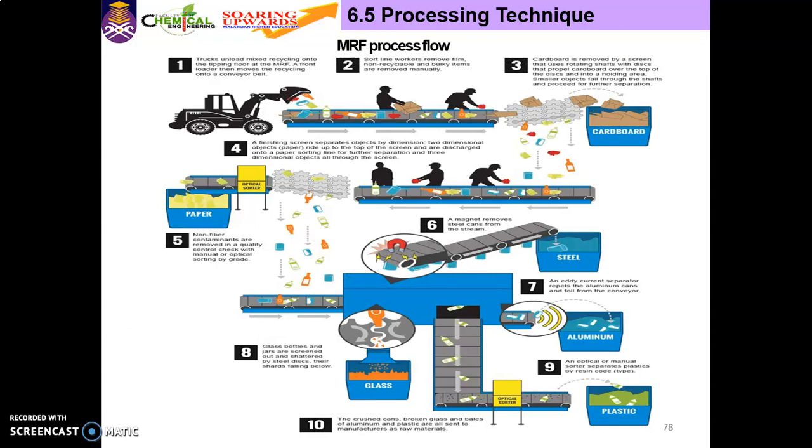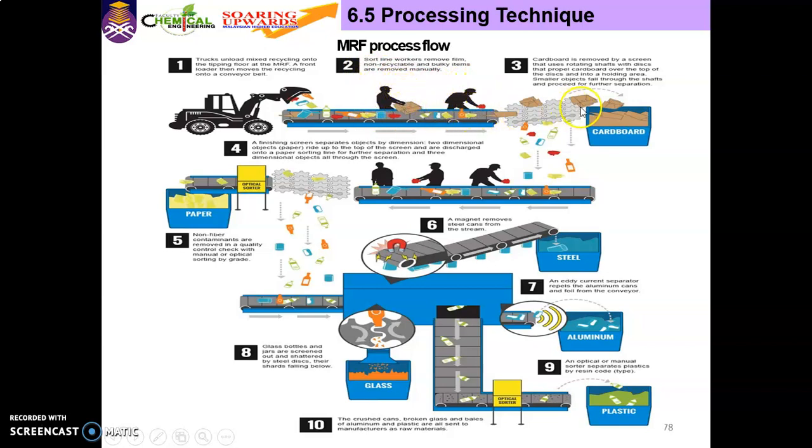Now look at an example of the process flow of MRF at the processing transfer location. Okay, so first, after the trucks unload all the solid waste, the truck unloads mixed recycling onto a tipping floor. Okay, so this is where manual sorting happens. They dump all the waste, and this is where the manual sorting happens.